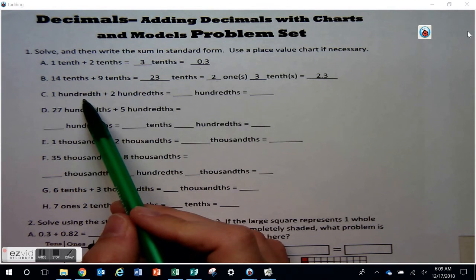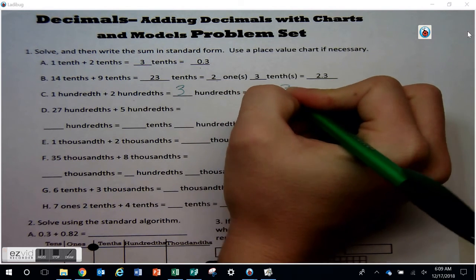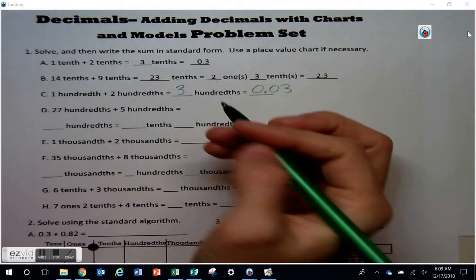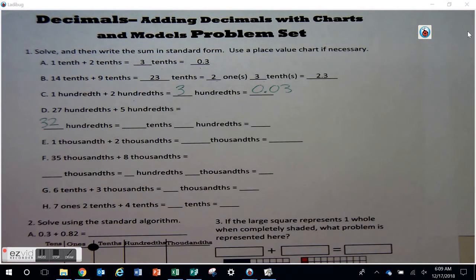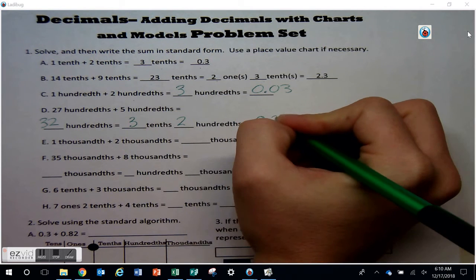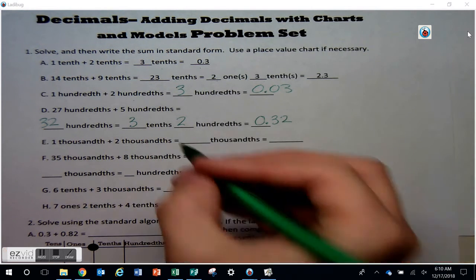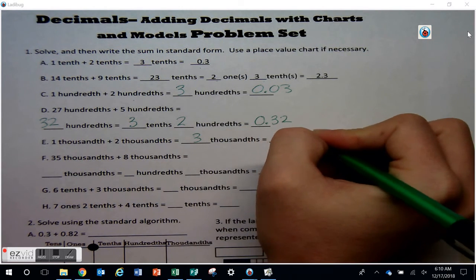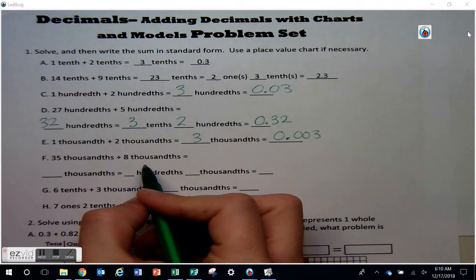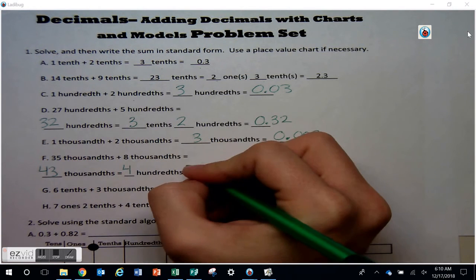1/100th plus 2/100ths gives me 3/100ths, 0.03. 27/100ths plus 5/100ths gives me 32/100ths. Well, 32/100ths is the same as 3/10ths and 2/100ths. 1/1000th plus 2/1000ths gives me 3/1000ths. 35/1000ths plus 8/1000ths gives me 43/1000ths, which is the same as 4/100ths and 3/1000ths.